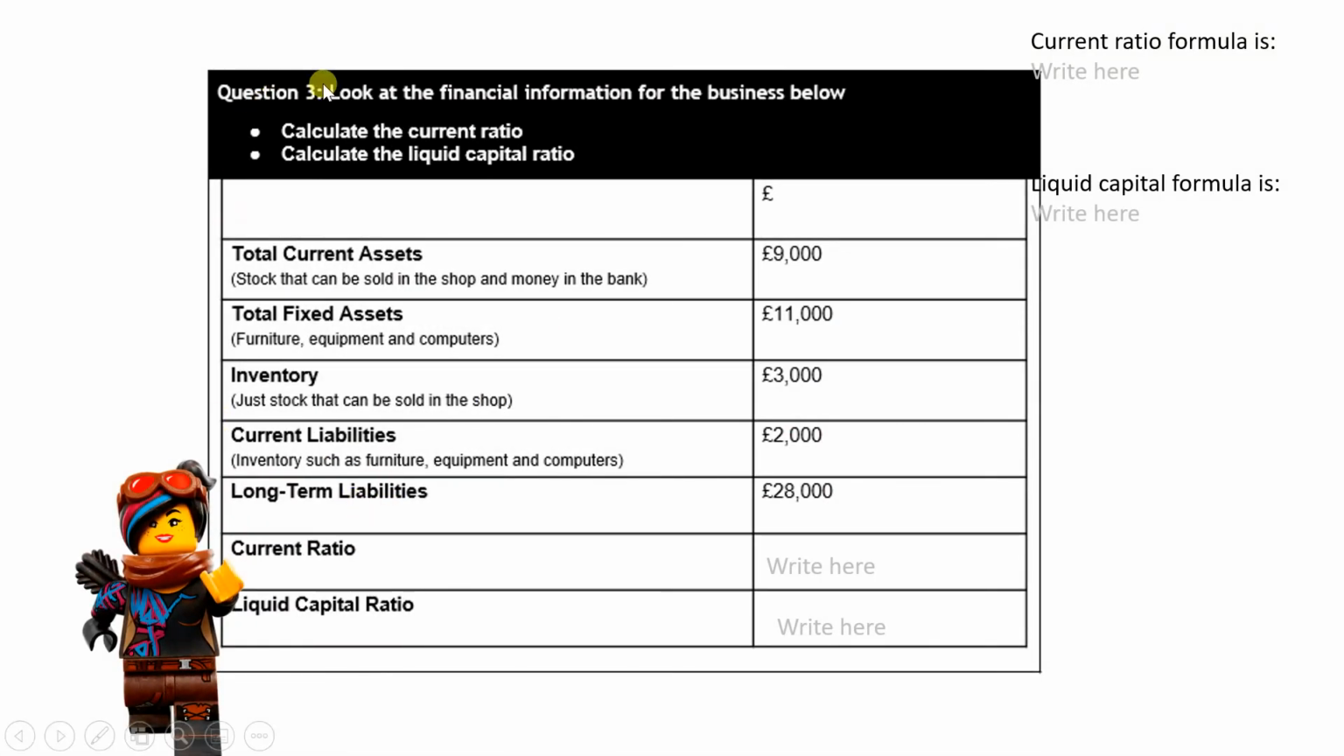Question 3, calculate the current ratio, calculate the liquid capital ratio. A question from Wildfire. You've got the numbers for current assets, fixed assets, for the two types of liabilities and inventory, another word for stock. Fill in the formula boxes in the top right hand corner. Just to remind you, it's good practice to do that. So that's what you need to do, get the formula done and then work out your calculations.